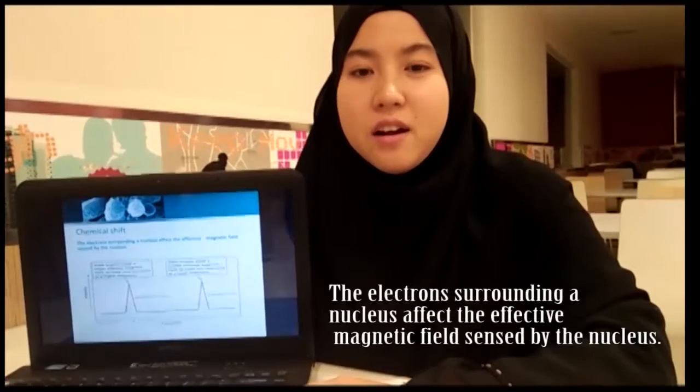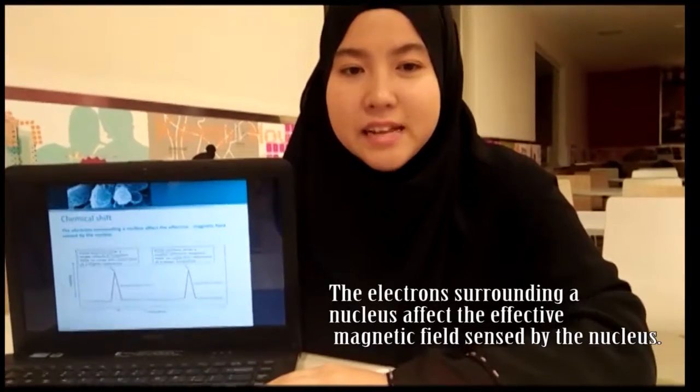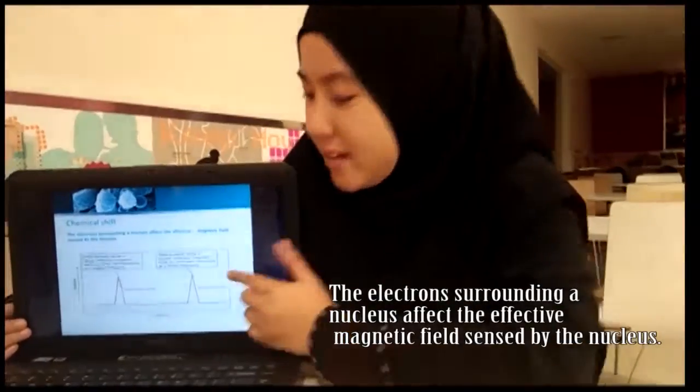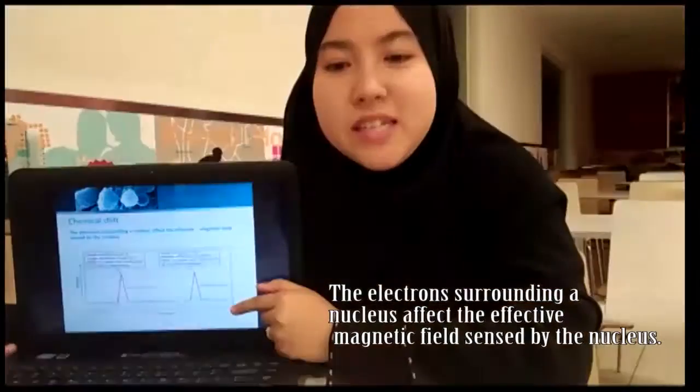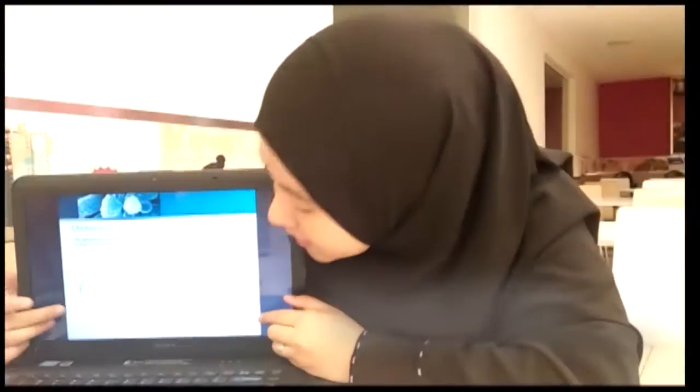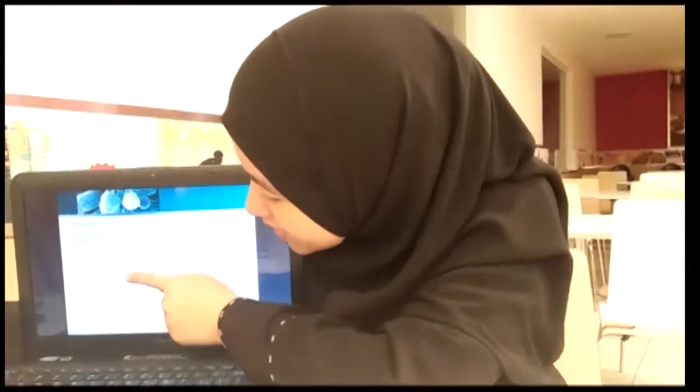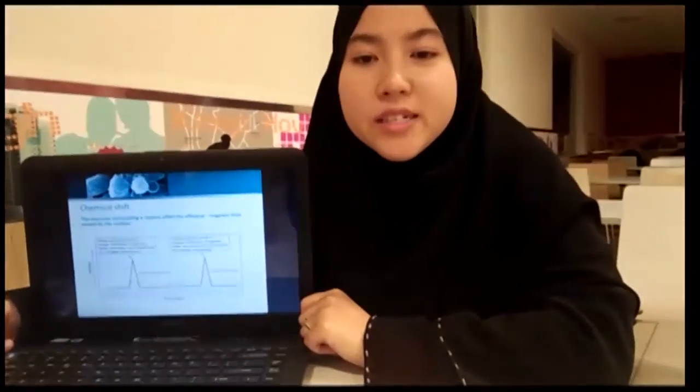For the chemical shift, the electrons surrounding a nucleus affect the effective magnetic field sensed by the nucleus. From this slide, you can see that this is the downfield and this one is the upfield. For the downfield, this proton senses a large effective magnetic field, so it comes into resonance at a higher frequency. For the upfield, this proton senses a smaller effective magnetic field, so it comes into resonance at a lower frequency.